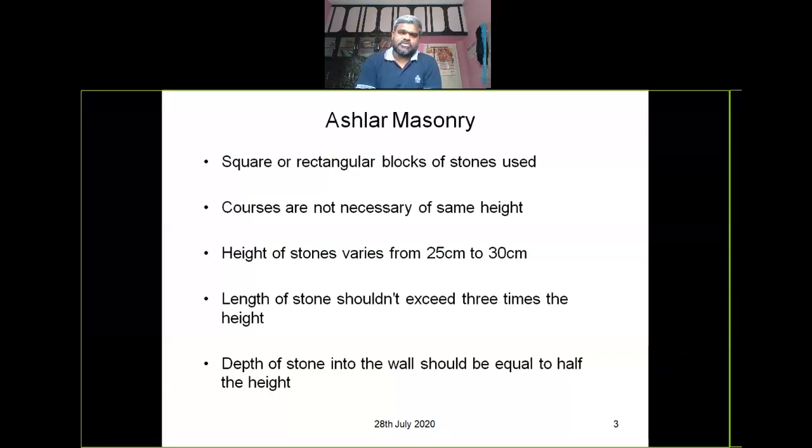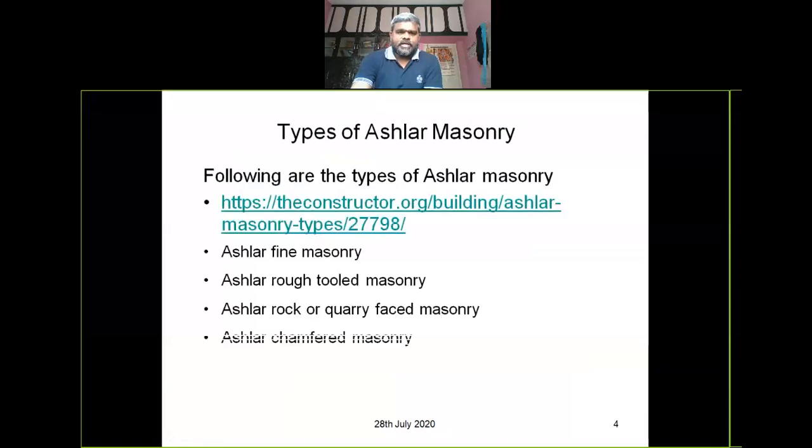Only properly dressed stones are used in ashlar masonry, and the height of stones varies from 25 centimeters to 35 centimeters. The length of a stone should not exceed three times the height. The depth of a stone into the wall should be equal to half the height. The types of ashlar masonry are: ashlar fine masonry, ashlar rough tooled masonry, ashlar quarry faced masonry, ashlar chamfered masonry, ashlar block in course masonry, and ashlar facing.